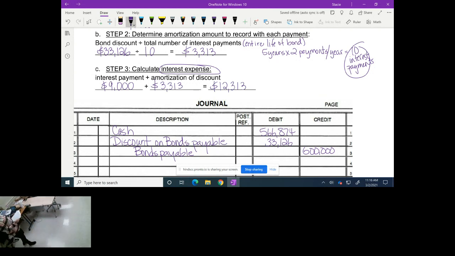Okay, I looked up a definition for amortization because the textbook always gives you such a technical, high-level definition that most of us just kind of go into a daze and glaze over. So what amortization means is a portion of a bond discount or premium transferred to interest expense over time. That makes more sense to me. So we're just moving it over every time we make an interest payment.